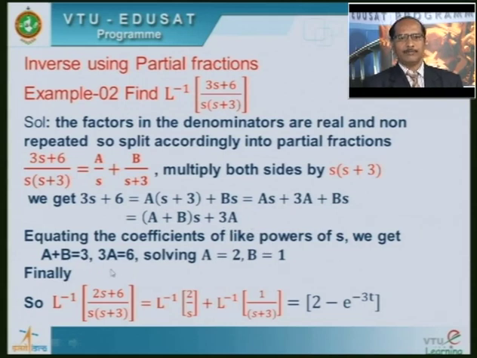Now, equating the coefficients of like powers of s on both sides. Consider the coefficient of s on both sides. On the left hand side, the coefficient of s is 3. So, 3 is equal to the right hand side coefficient of s, a plus b. So, we get one equation: a plus b is equal to 3. In a similar way, I am equating the constant terms on both sides. On the left hand side, 6 is the constant term, on the right hand side 3a is the constant term. So, 3a is equal to 6.